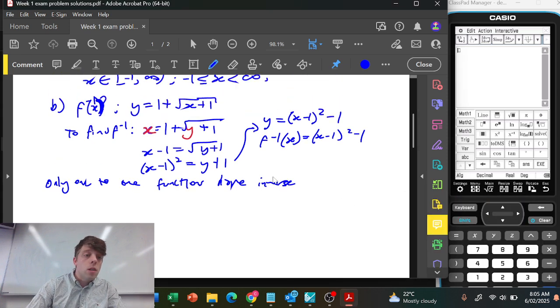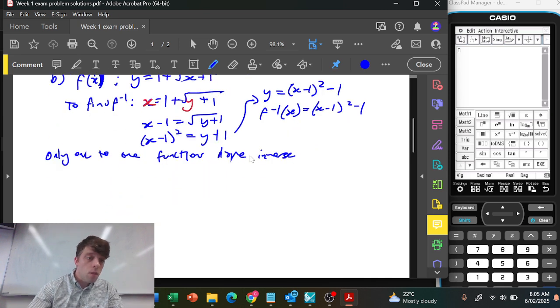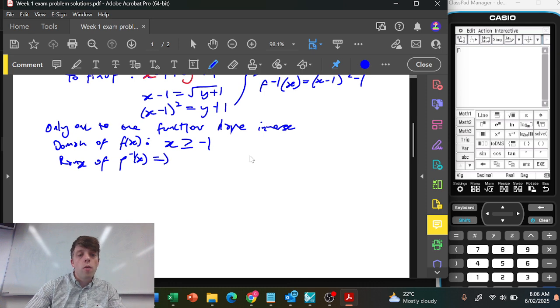So what we need to look at here is the domain and range of our f function. We know that the domain of f of x was x is greater than or equal to -1. We got that from part A. Now, an important thing for you to realize is that the domain of the function is going to be the same as the range of its inverse. So therefore, the range of this function's inverse will be y is greater than or equal to -1.